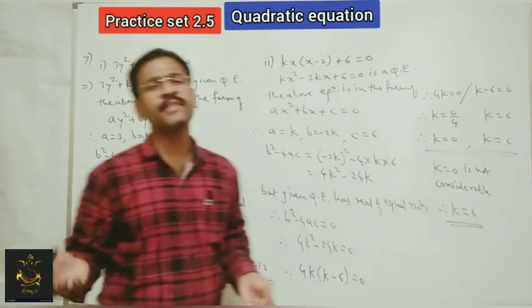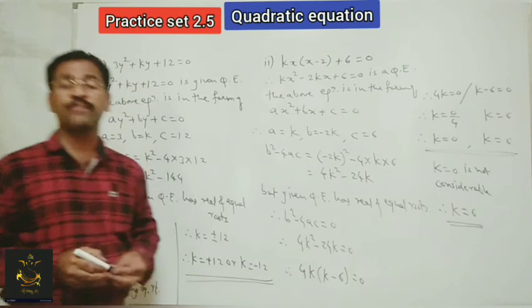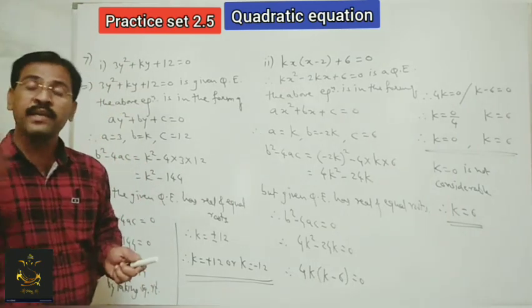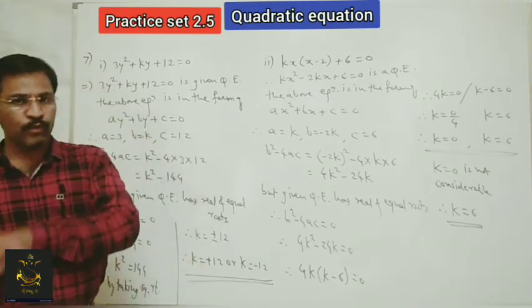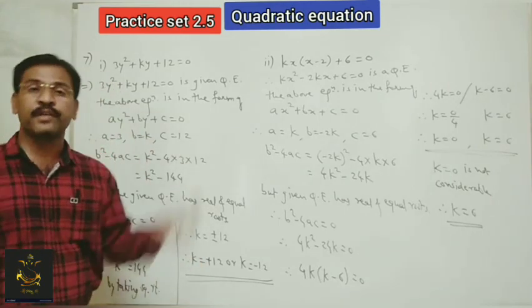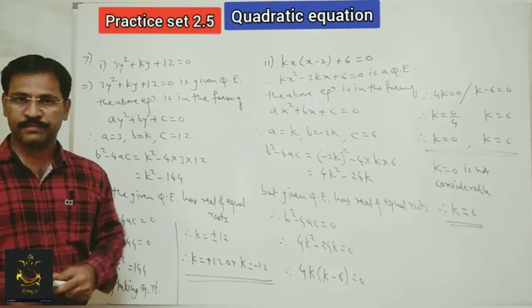Understand friends? Like this we can solve all the examples of this practice set using the relation between the sum of two roots and the product of two roots, or the coefficients, that is a, b, c, like this one. Understand?